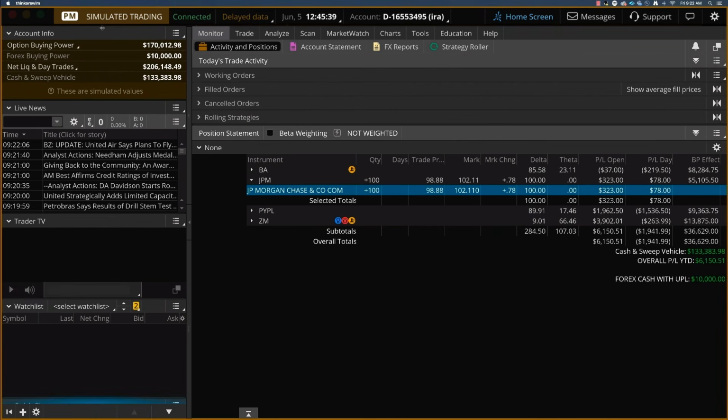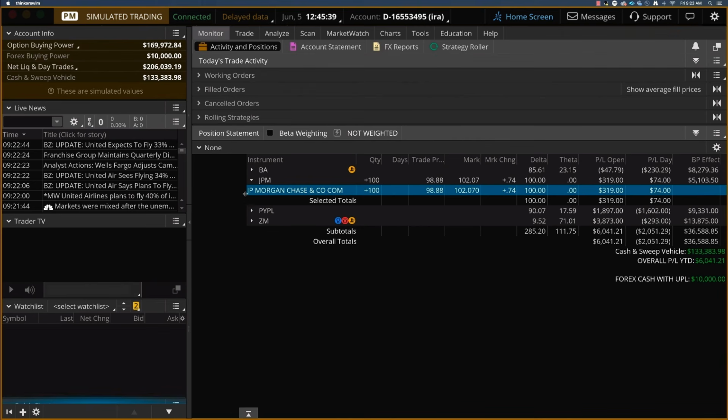Notice up at the top left, it says PM for Paper Money and Simulated Trading. This allows investors to practice a covered call or any type of strategy in a Paper Money account. It's not real trading, so it's nice to be allowed to really learn strategies where there's not the pressure of real money. In this example today, we're going to look at the Monitor tab, which is the first tab, and we're going to go down and look at what's called the position statement. The position statement simply states the positions that are in this Paper Money account. And we can see down below we have Boeing, JP Morgan, PayPal, and also a company called Zoom, ticker ZM.